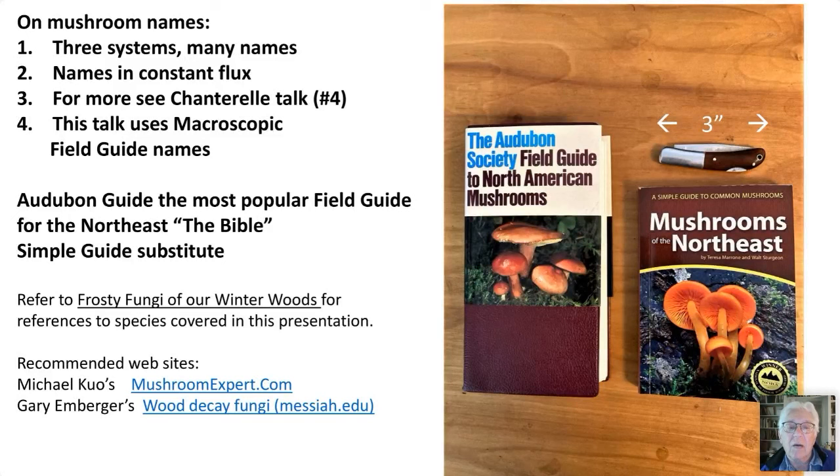The best all-around book, by consensus, for mushrooms in the Northeast is the Audubon Society Field Guide. It is currently not available, and it's not quite clear why. I'm told that it's being reprinted in Japan, and whether it's this edition or a revised edition, I don't know. The supply line crunch may be part of that. If you can't get that book, this is one which I would recommend. It's a simple guide, Mushrooms of the Northeast. It's available for $12 or $13, something like that. Again, it's small, fits into your pocket, easy to carry around.